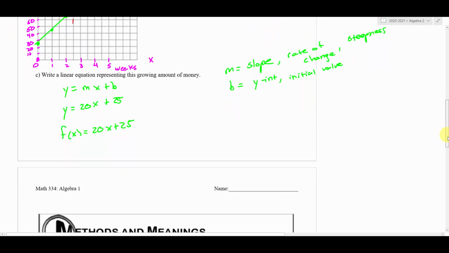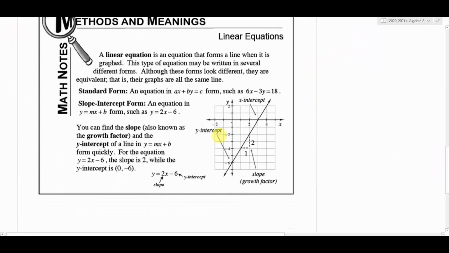All right, guys, last thing here, just a quick recap. This is a math notes box from our original textbook, so you can also review that to help you out.